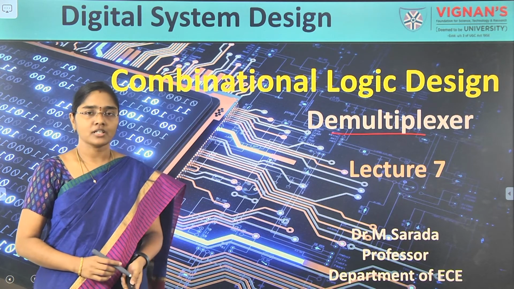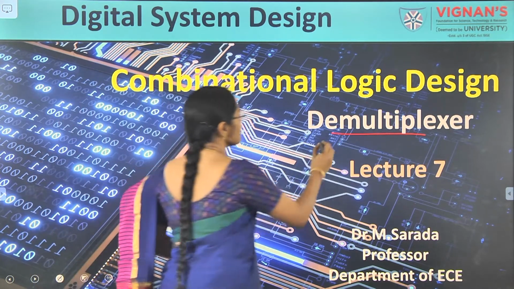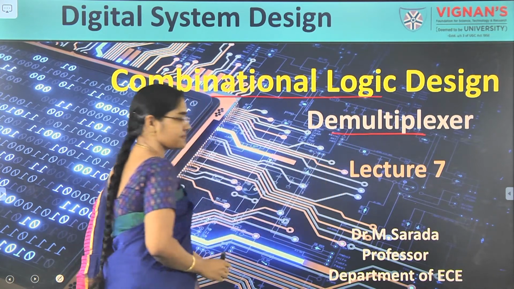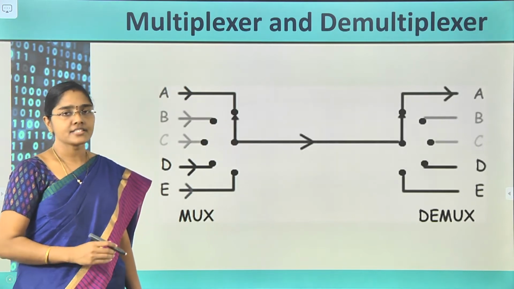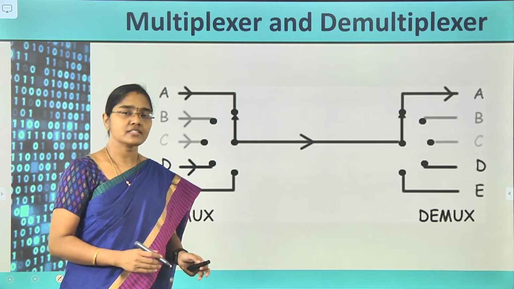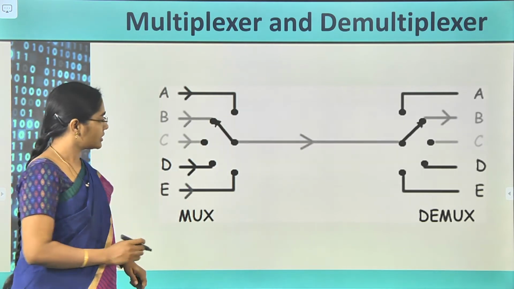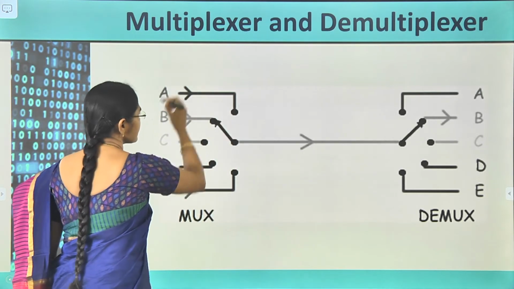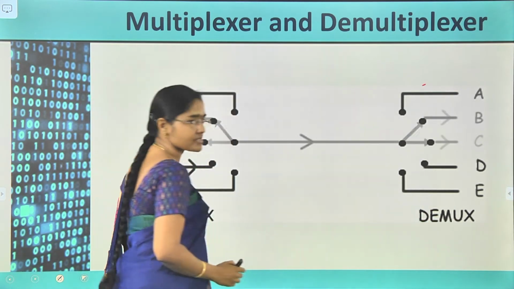Hello everyone, welcome back to today's lecture on demultiplexer. This demultiplexer is one of the important combinational logic circuits. In the last lecture we have seen multiplexer. An actual multiplexing system uses multiplexer and demultiplexer in combination. That is, this total is a multiplexing system where this part is multiplexer and this part is demultiplexer.